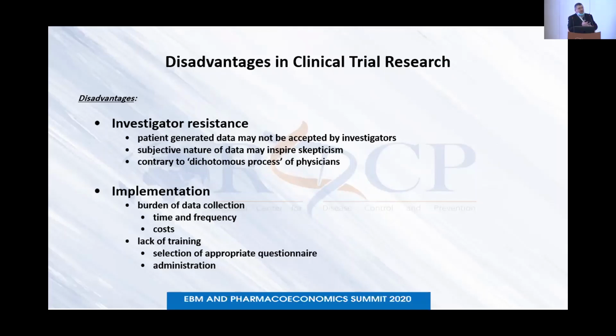And the cost, also we have to respect the copyright of those who develop the questionnaire. I have to pay them fees. Sometimes there is license fees. I always include that in my budget.